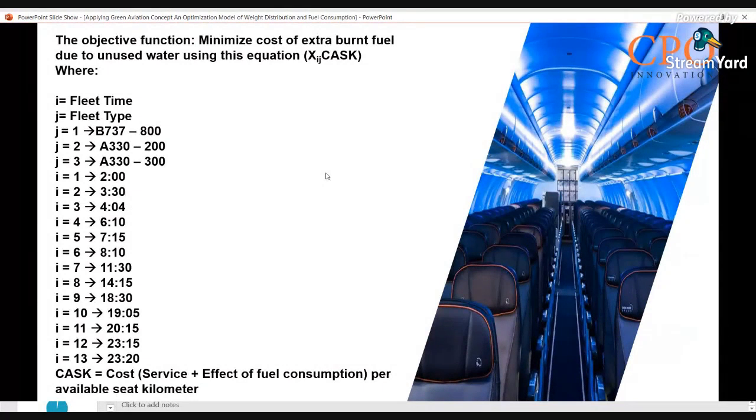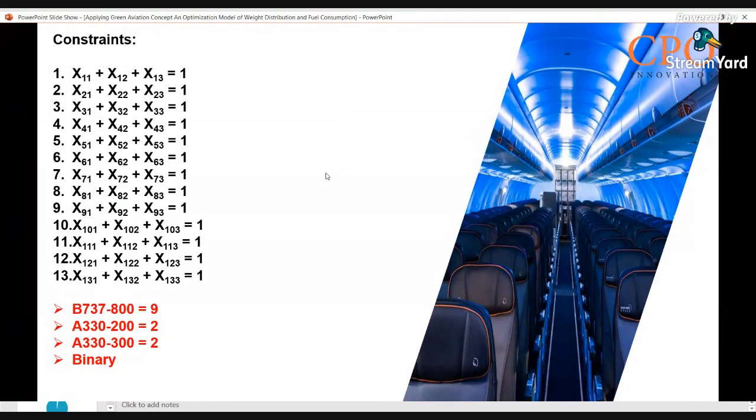Let us keep the CASK for 5 more minutes. We are going to go deeply in discussing this term. So after defining our objective function, we started mentioning our constraints. We have the first constraint, for example, x11 plus x12 plus x13 equals 1. This means that the first plane at the first departure time plus the first plane at the second departure time plus the first plane at the third departure time equals 1. So only one plane can take off at the first departure time. The same thing is applied to the 13 constraints.